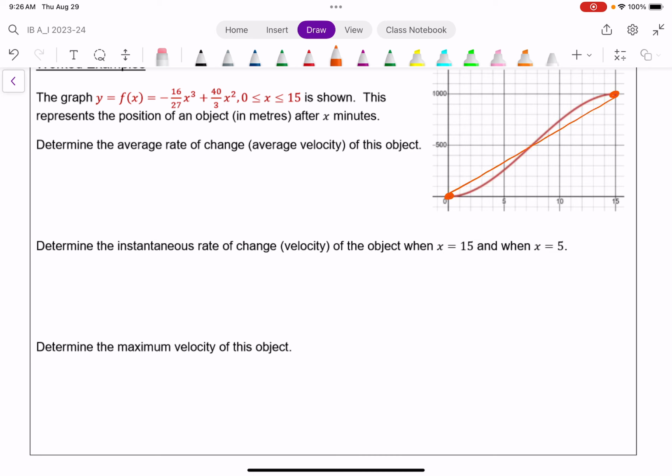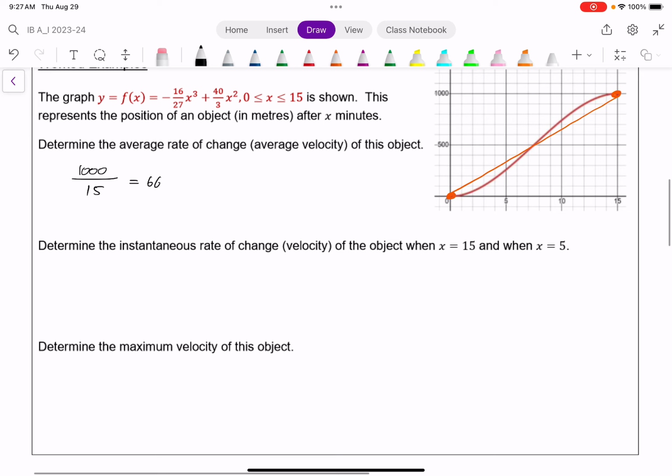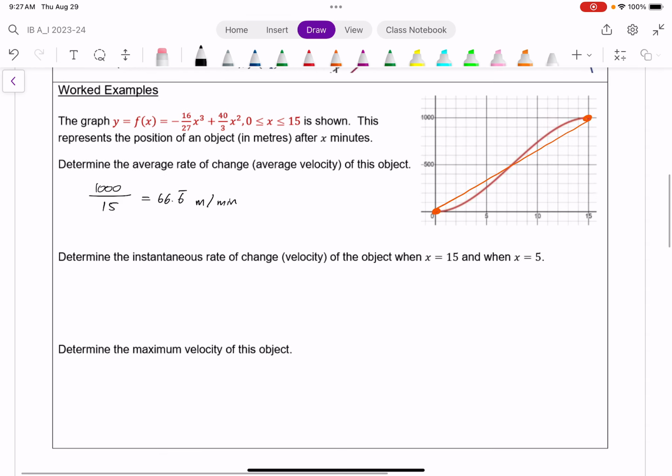And so if I look at this line to find the slope of that, I can just see that my y2 minus y1, my change in position is 1,000. My change in x, which in this case is time, is from 15 take away 0, so just 15. And we get exactly 66.6 repeating. And the units of that, which are always going to be important for this, are meters per minute, because again, the x-axis is in minutes, the y-axis is in meters.